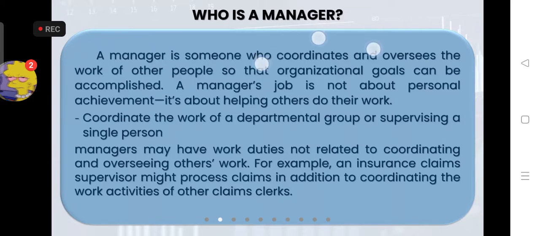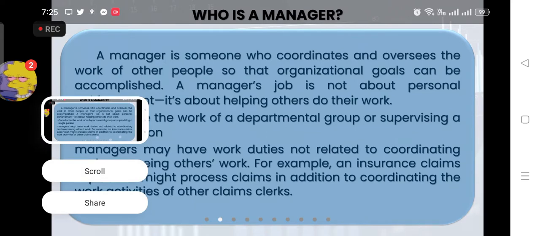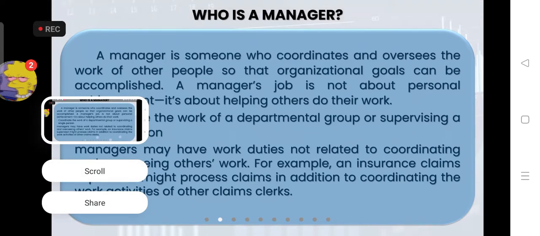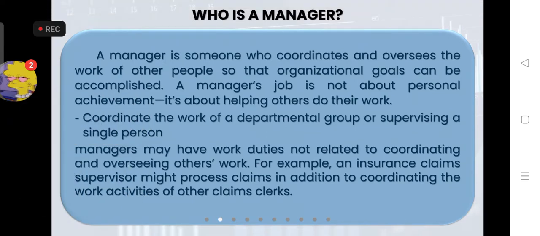So who is a manager? A manager is someone who coordinates and oversees the work of other people so that organizational goals can be accomplished. A manager's job is not about personal achievement. It's about helping others do their work. That may mean coordinating the work of a departmental group or supervising a single person.